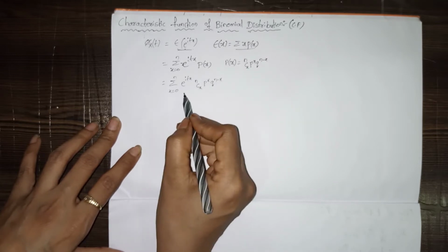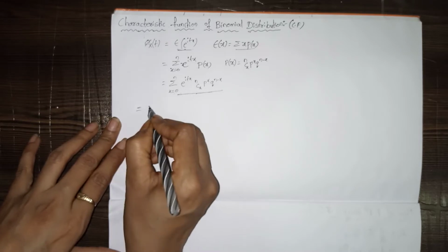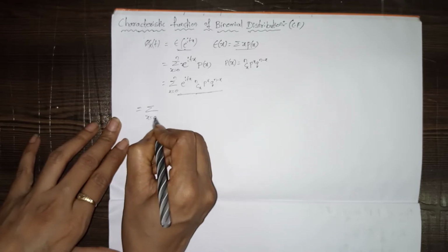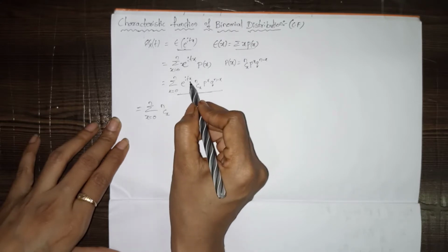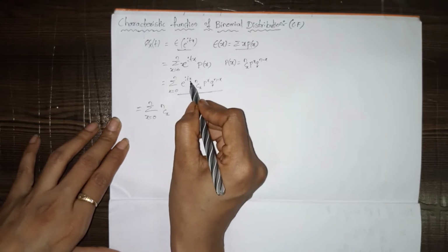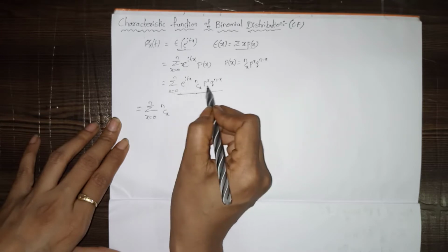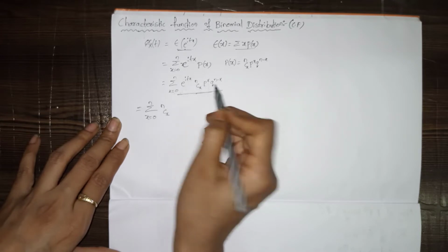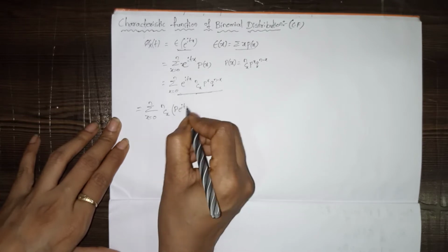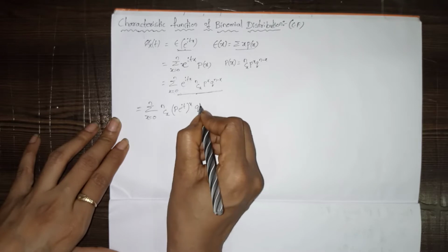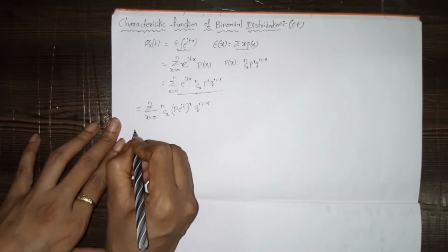Okay, so now we'll write this term in order. Summation x equals 0 to n. First we'll write ncx. Next, if you observe, we have e power itx and p power x, so we'll write both as a single term: p into e power it, whole power x, into q power n minus x. Now we are going to remove this summation.